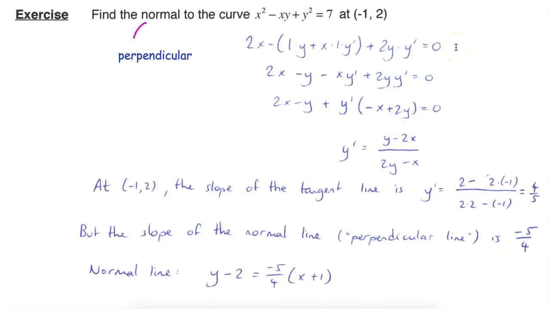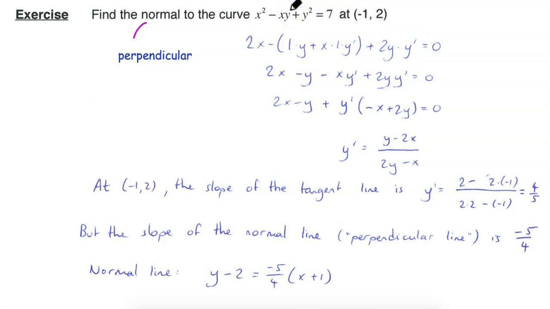So we're looking for the perpendicular line to that curve. It's perpendicular, not tangent, so we'll have to tweak a little bit in the end. When we know the slope, we'll have to take the negative reciprocal. So, what's the derivative of x squared? It's 2x. What's the derivative of minus xy?